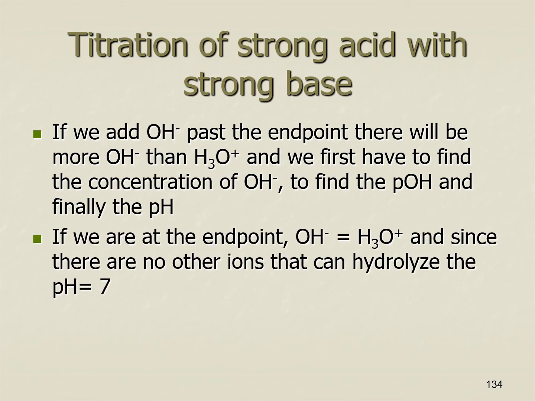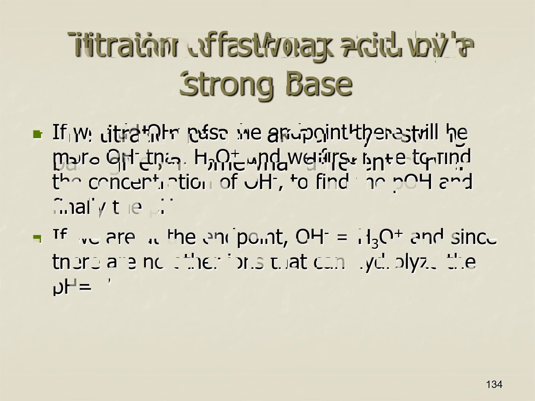And then, of course, if you're at the endpoint, OH negative equals H3O plus. And if there are no other ions that can hydrolyze, then the pH is 7. So that would be the case where if your moles of acid equal your moles of base, when you subtract, you'll end up with 0. And if that's the case, then you just say pH is 7 because H plus equals OH negative.